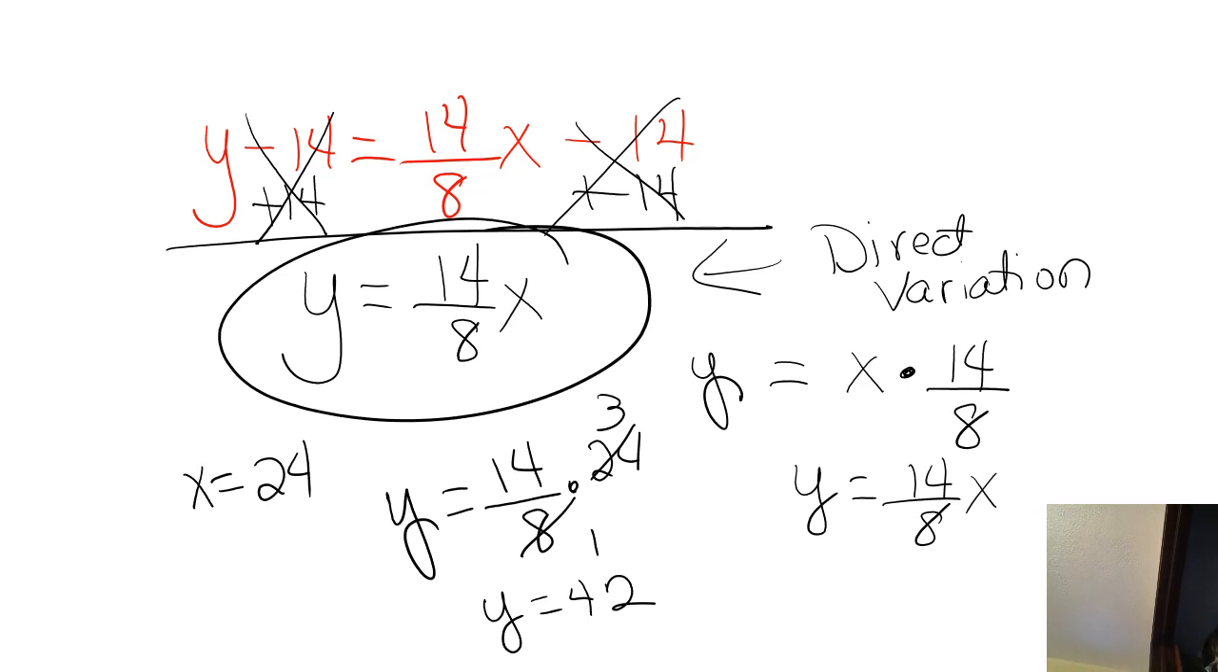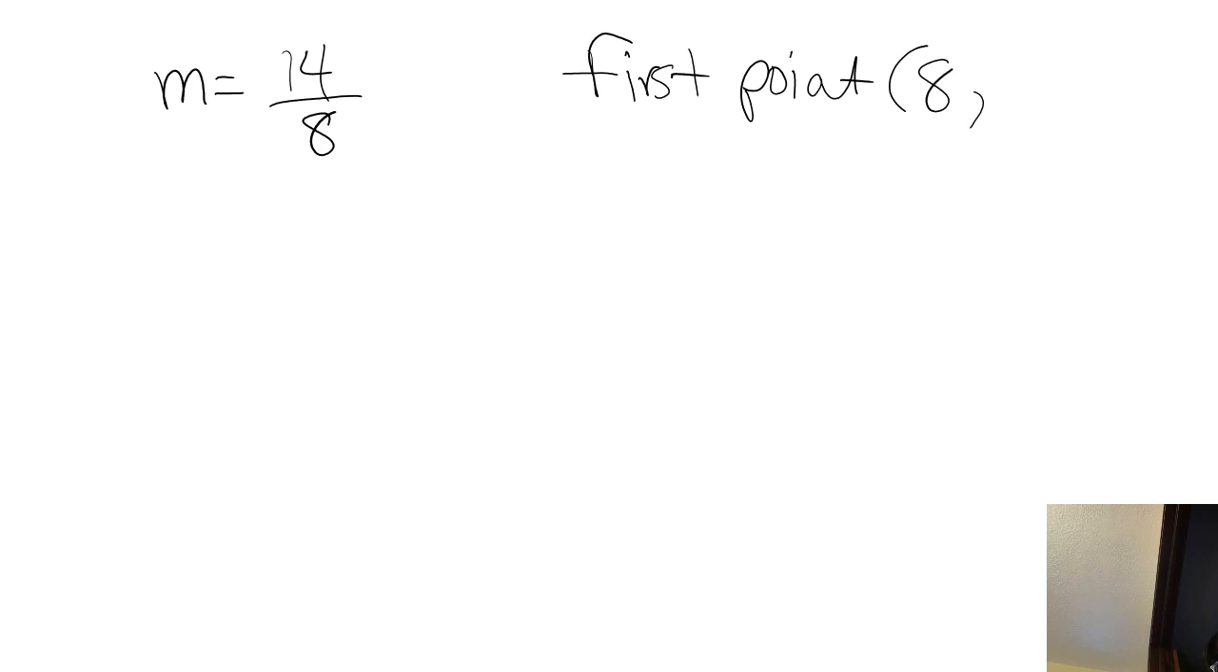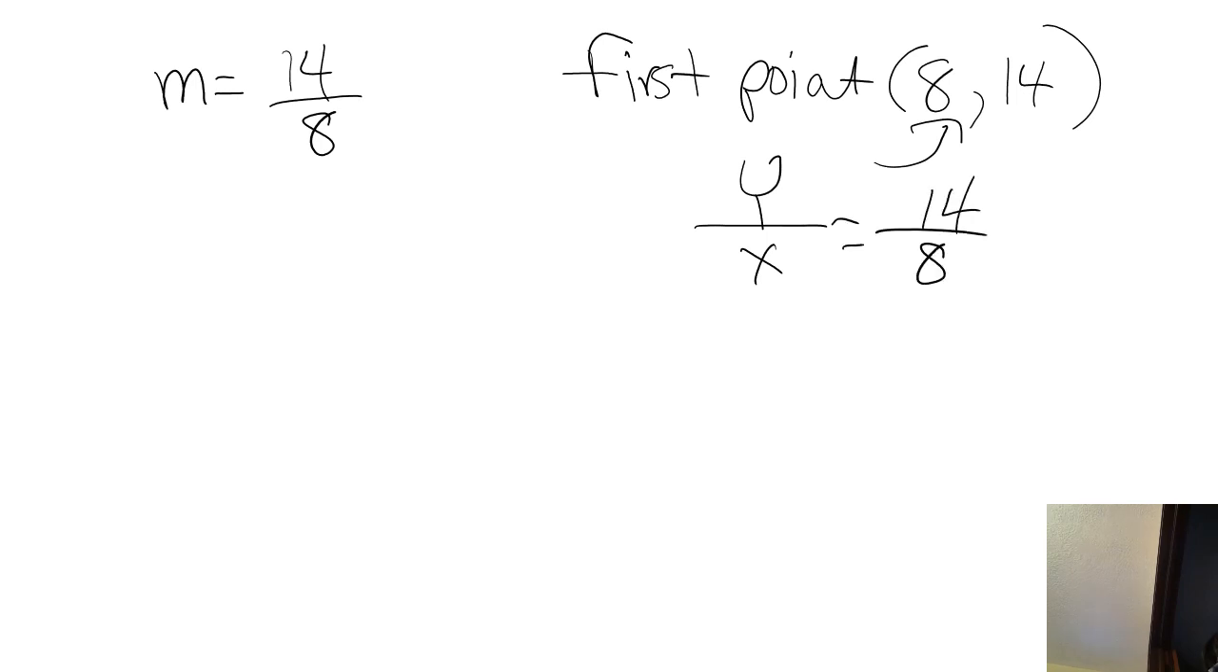But let's go ahead and talk about the fact that our slope, I'm going to use m for slope, so the slope was 14 over 8, and that first point was an 8 for the x and a 14 for the y, and if I take that point and write it as y over x, what do we get? 14 over 8. We get the same thing as our slope. So I want to go back to what we were just looking at. We had y equals 14 over 8x.